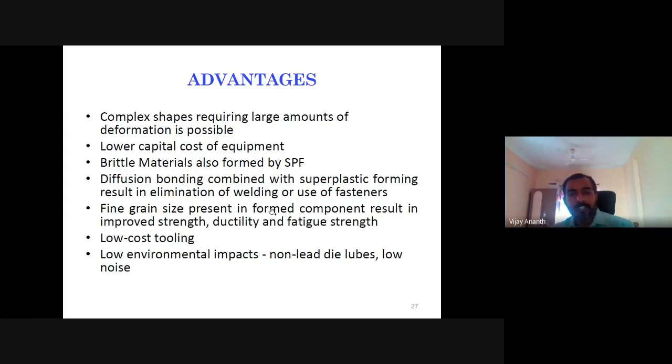The main advantage of superplastic forming is that complex and intricate shapes can be formed, and the capital investment cost is very low, right? Compared to some other conventional machines.